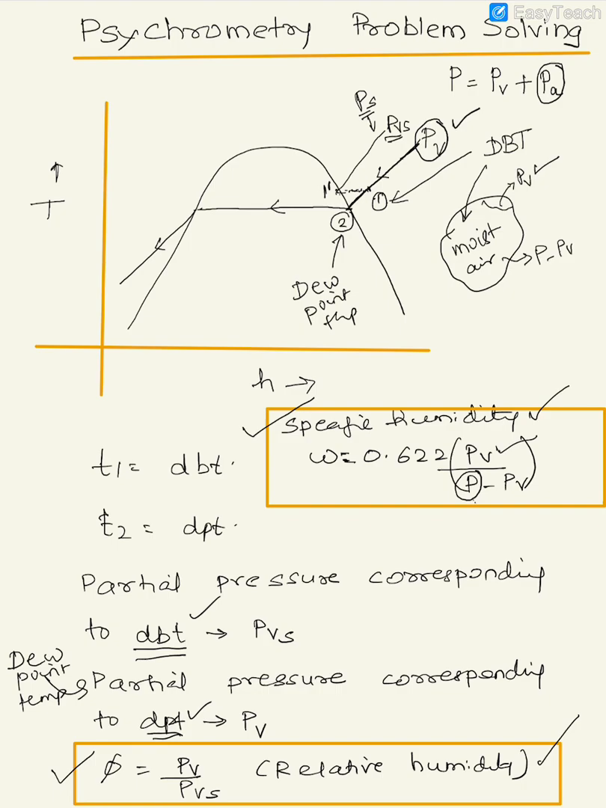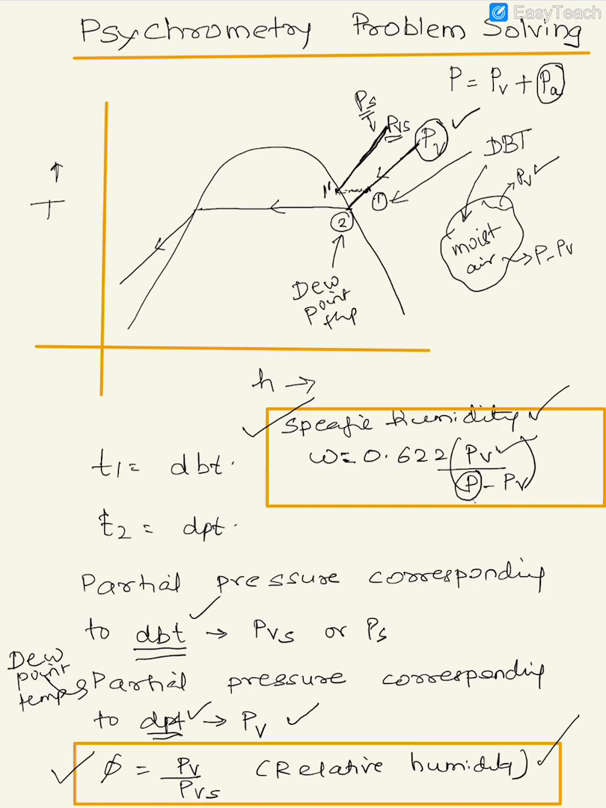Similarly, if your dry bulb temperature is given, then the saturation pressure corresponding to this dry bulb temperature is your PS or PVS. Okay, so PV is the saturation pressure corresponding to dew point temperature, and PS or PVS is the saturation pressure corresponding to dry bulb temperature.